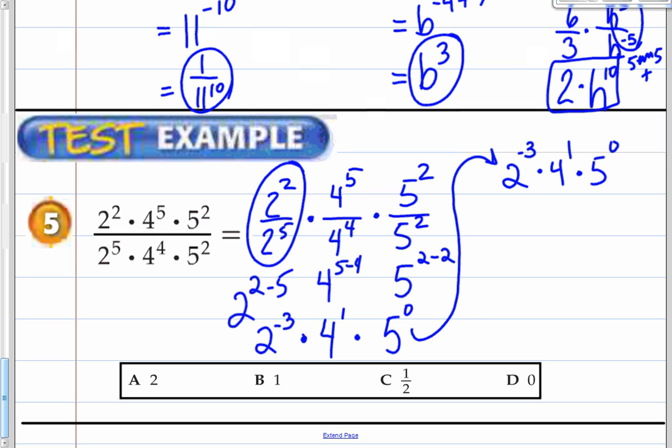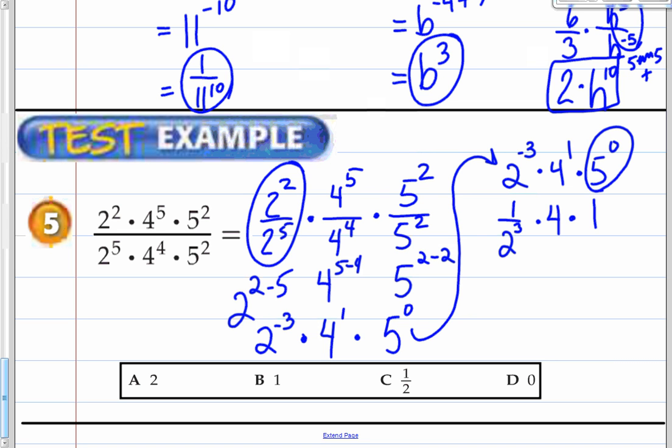Remember that 2 to the negative third power is 1 over 2 to the third power. Also remember 4 to the first power is actually just 4. And here's an old one, 5 to the 0 power. We memorized that a while ago. Any number to the 0 power other than 0 is 1. So 5 to the 0 power actually equals 1. Don't believe me? Check it on your calculator.